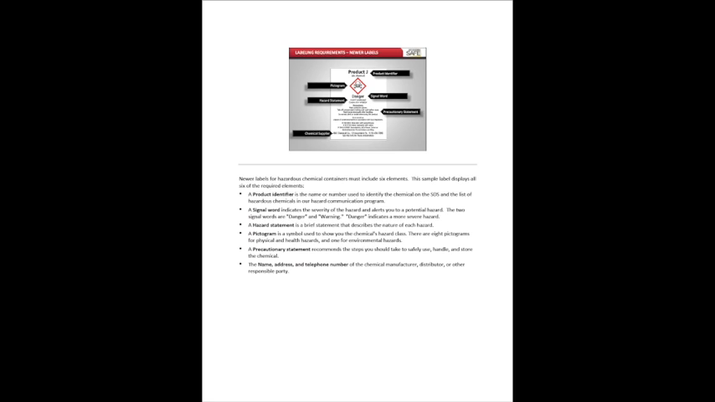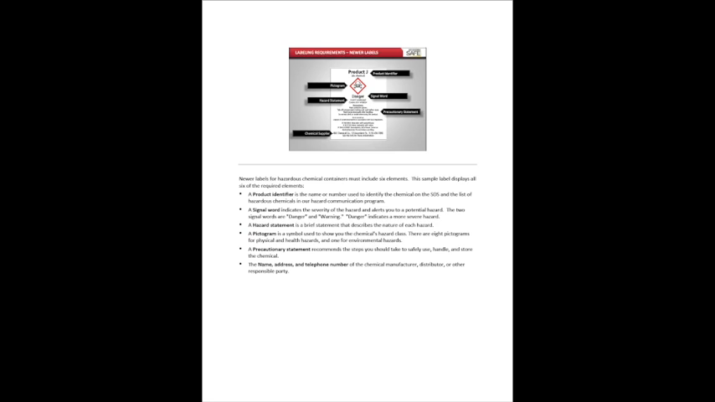Newer labels for hazardous chemical containers must include 6 elements. This sample label displays all 6 of the required elements. A product identifier is the name or number used to identify the chemical on the SDS and the list of hazardous chemicals in our hazard communication program. A signal word indicates the severity of the hazard and alerts you to a potential hazard. The 2 signal words are danger and warning. Danger indicates a more severe hazard.